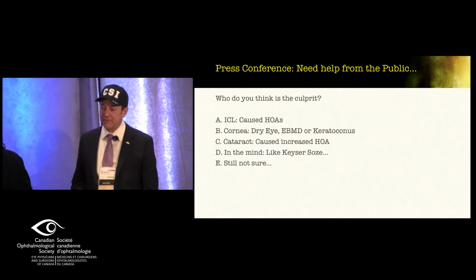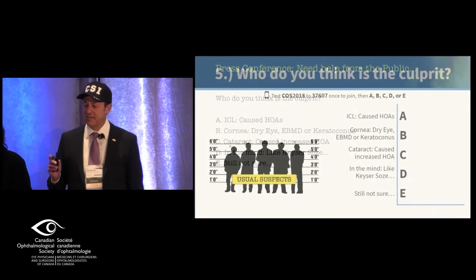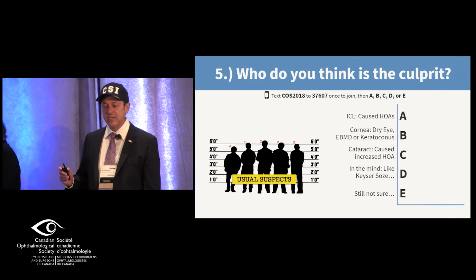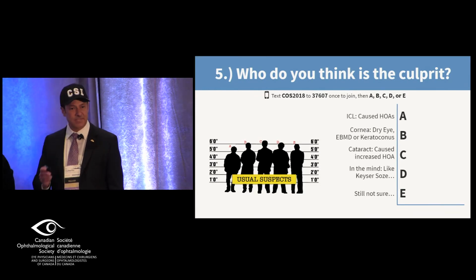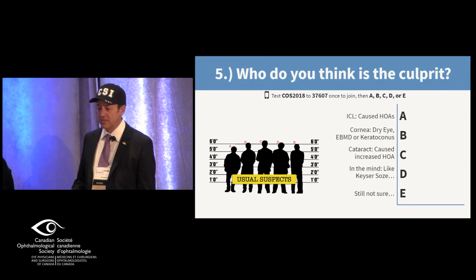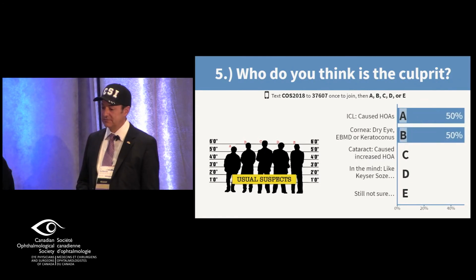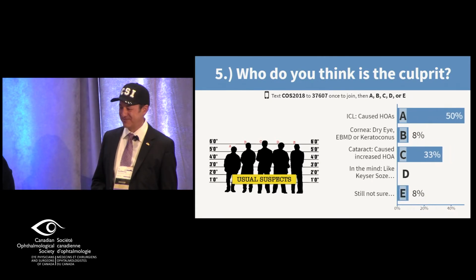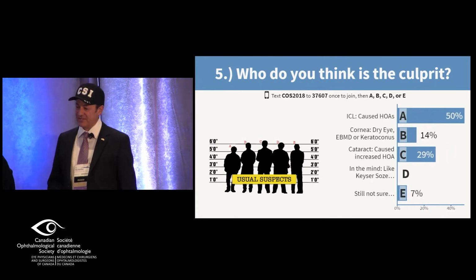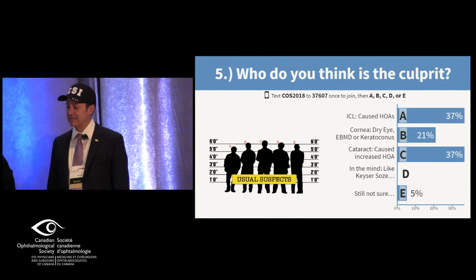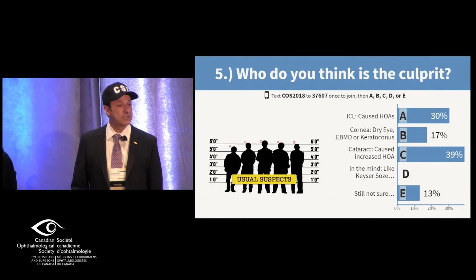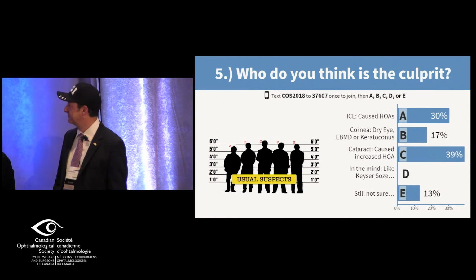Right now, let's narrow it down a little bit more. Who do you think is the culprit? Was the ICL the one that caused the high-order aberrations, and that's why we removed it? Is it the cornea? Is there dry eye, basement membrane dystrophy, keratoconus? Was it the cataract, as you were saying, that increased high-order aberrations? Was it all in their minds, like Keyser Söze in the movie? Or still not sure. Some say the ICL caused the high-order aberrations, some say it's cornea-related, and some say it's cataract-related. So most of you think it was the cataract. Okay, good.